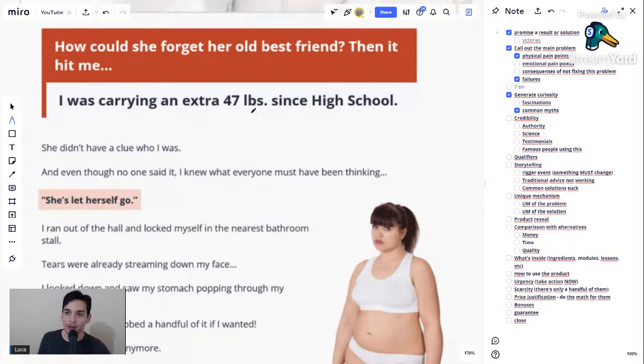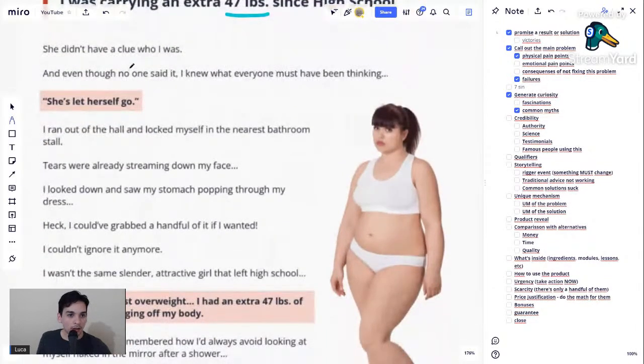Again, we mentioned the main problem. She didn't have a clue who I was, and even though no one said it, I knew that everyone must have been thinking she let herself go. And this is maybe from the emotional pain points, right? Because even though no one is saying this, she believes that everyone is laughing at her back, right?